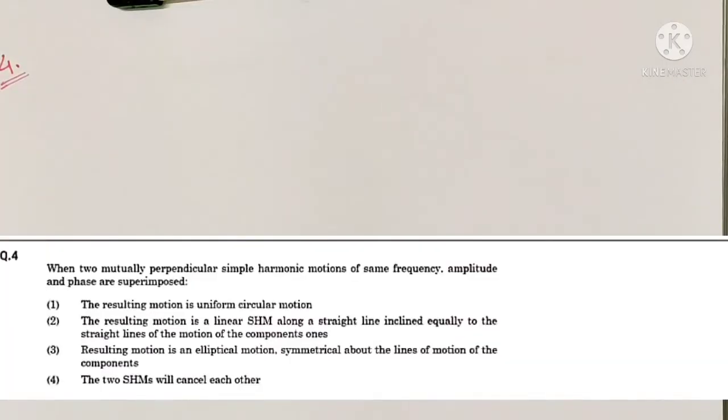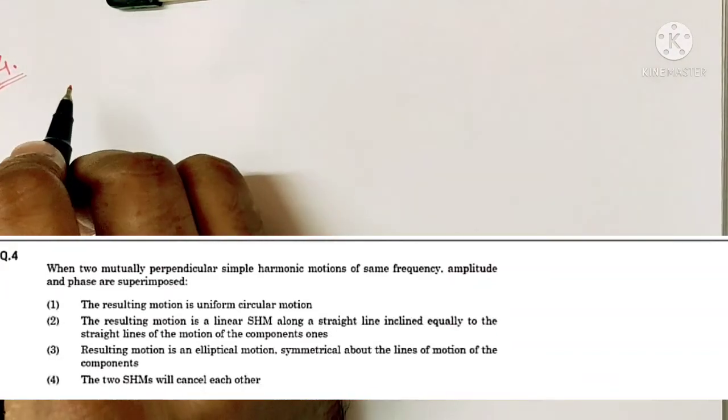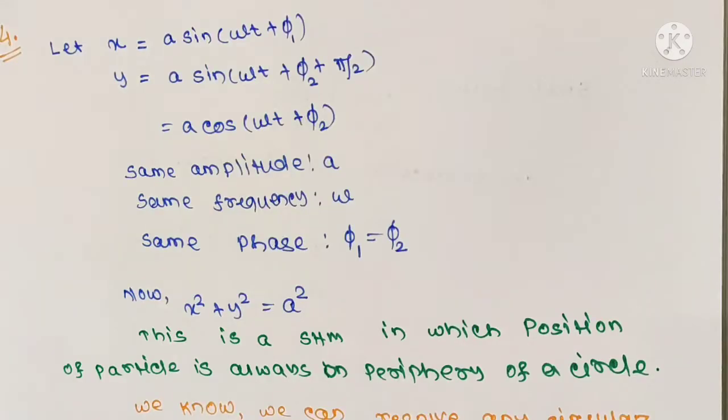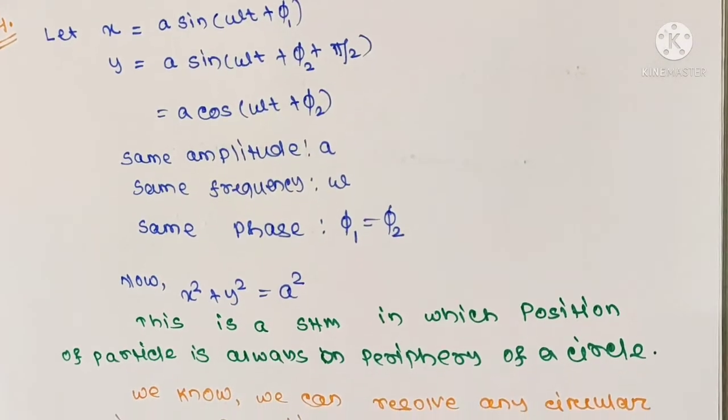Question number 4. When two mutually perpendicular simple harmonic motions of the same frequency, amplitude and phase are superimposed, the resulting motion is a linear SHM along a straight line inclined equally to the straight lines of the motion of the components. So your correct option is option 2. You can find the derivation of this concept in any standard optics book, so I am not deriving it here. You can see the derivation here.